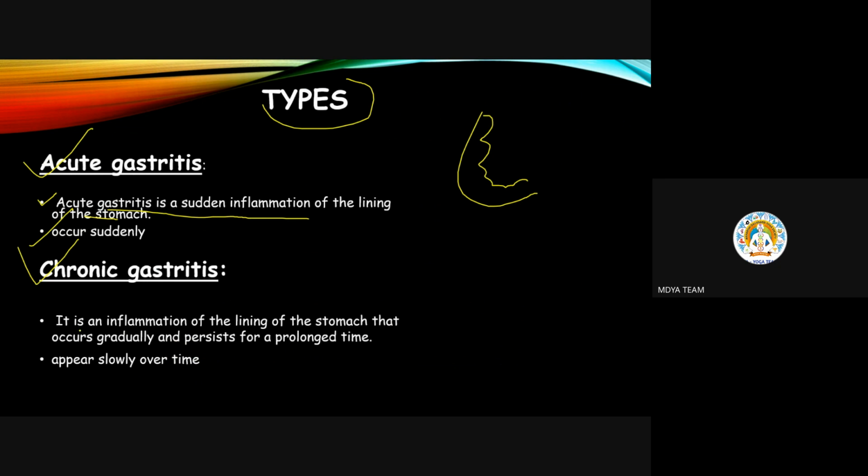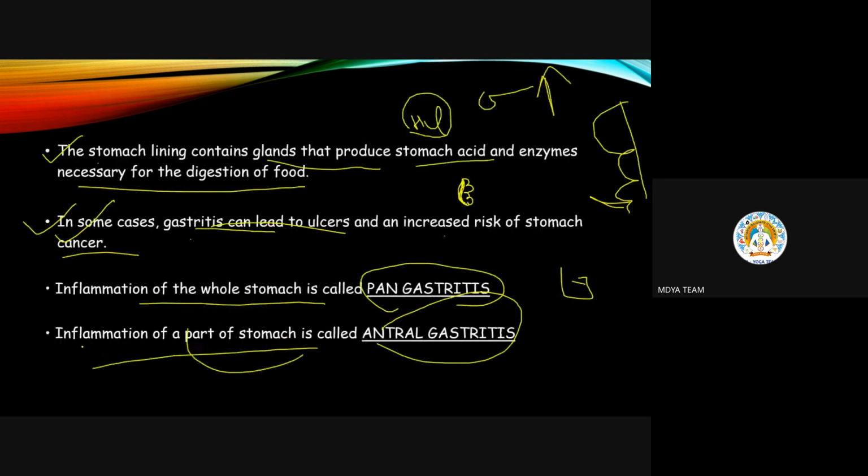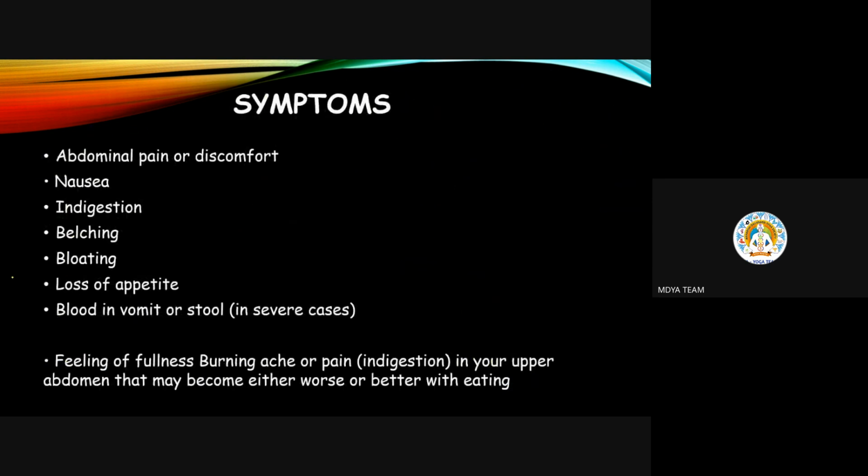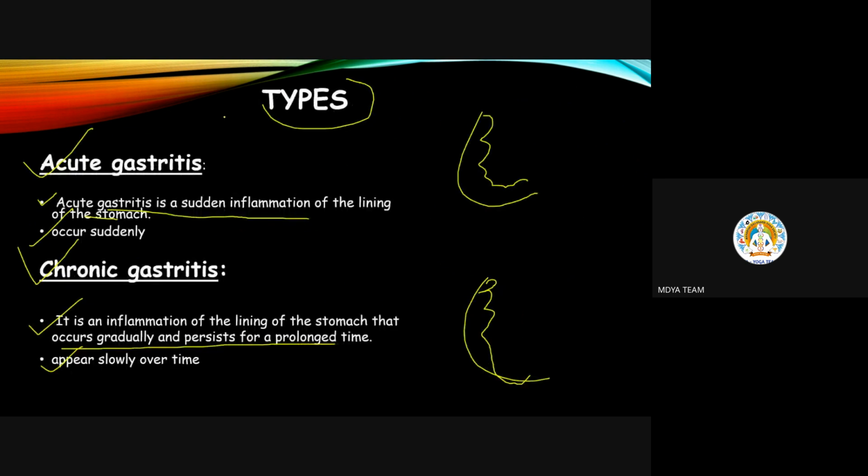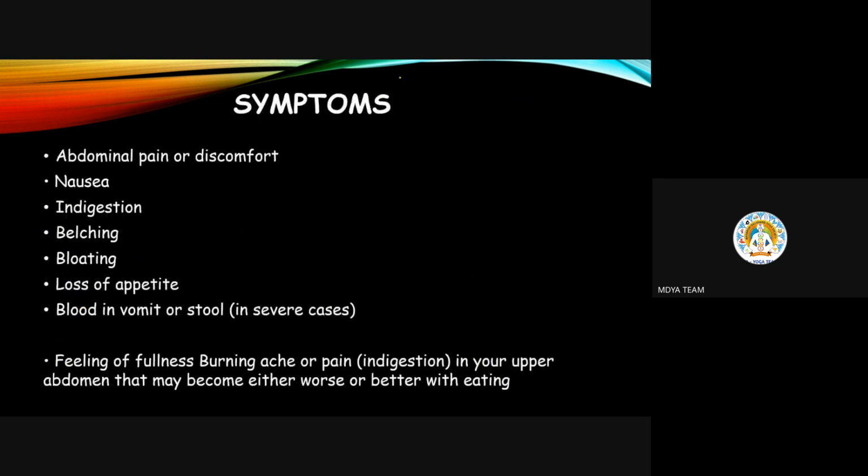This is the symptom. And chronic, of course, is inflammation of the lining of the stomach that occurs gradually, slowly, and persists for a prolonged time. Slowly this is happening even though it is not showing symptoms. Still, slowly it could start and can result in a big disorder. It appears slowly over time. Okay, these are the two main types of gastritis. Then we'll go for symptoms.